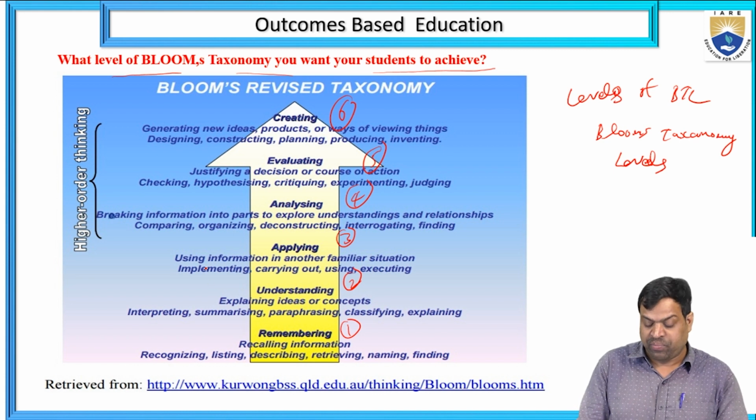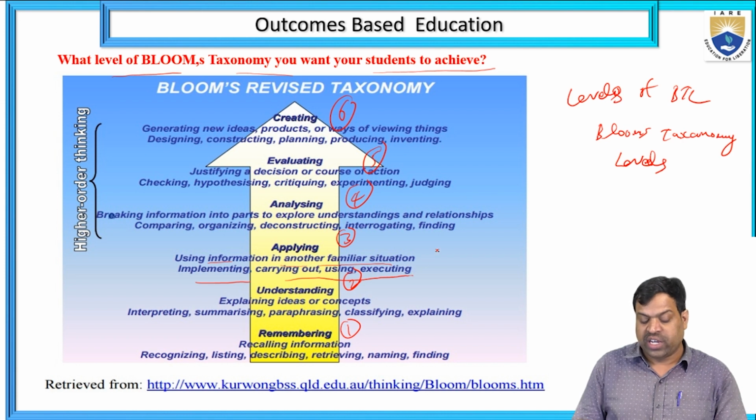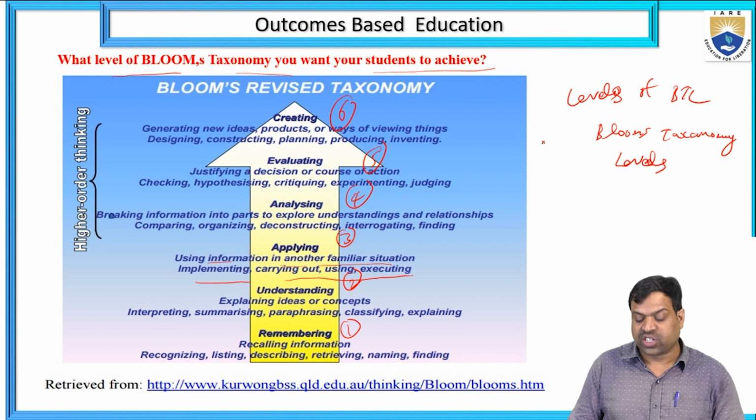How much are we applying: using information in another familiar situation, implementing, carrying out, using, executing. Analyzing is breaking information into parts to explore understanding and relationships: comparing, organizing, deconstructing, interrogating and finding. And evaluating means justifying a decision or course of action, checking hypotheses, experimenting, judging. And creating means generating new ideas, products or ways of viewing things: designing, constructing, planning, producing and inventing. So these are the 6 levels of Bloom's taxonomy.